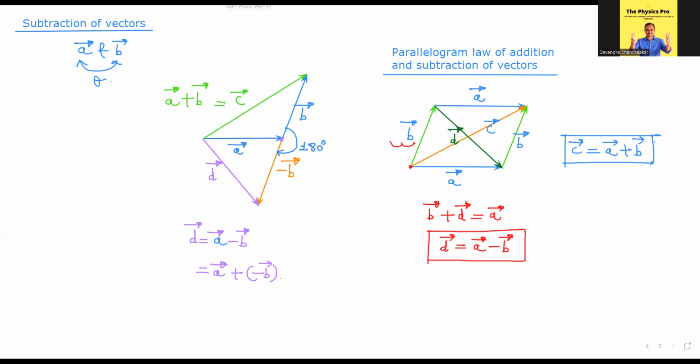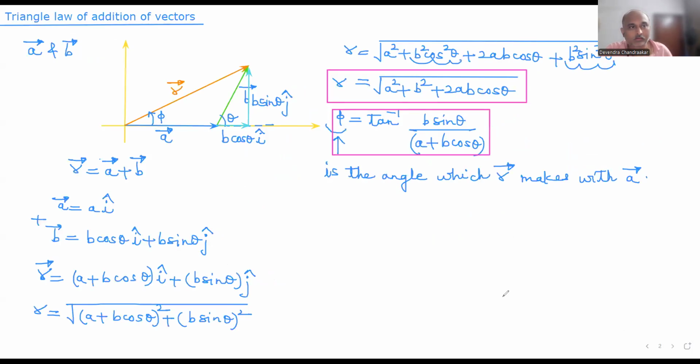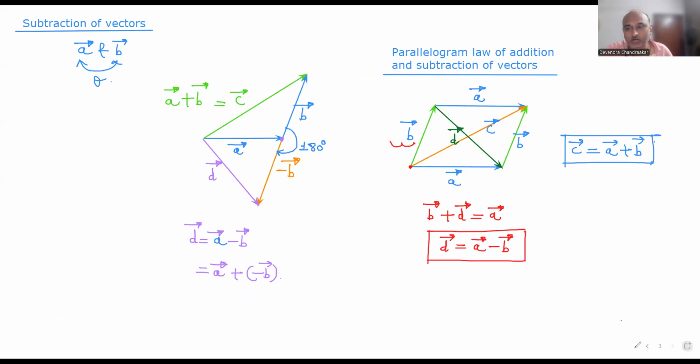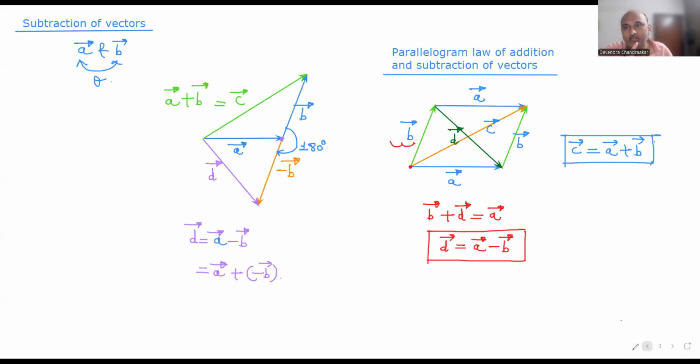So let's move ahead with some questions based on this, right? Triangle of addition of vectors. So first thing which I told you is write the vectors as a sum of its components, right? Before adding. So I'll show you one question and you have to solve it, okay?